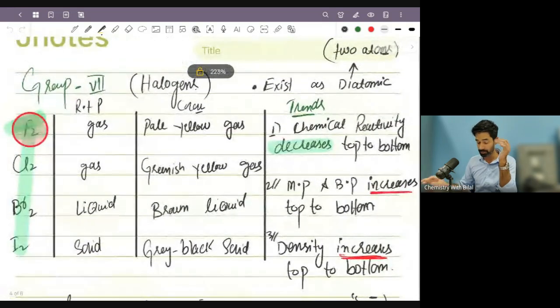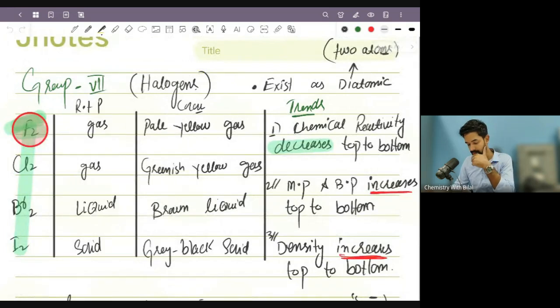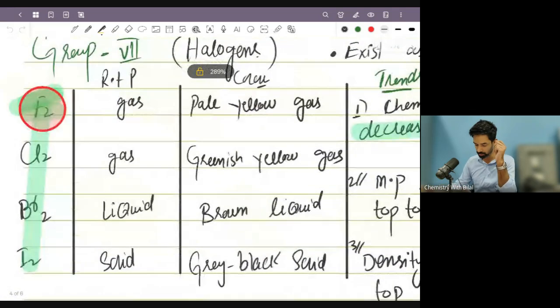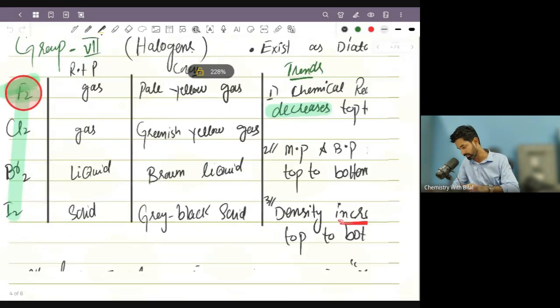Group 7 are called halogens. They are diatomic molecules, which means they exist as 2 atoms per molecule. They are fluorine, chlorine, bromine, and iodine. The first 2 are gases, then we have a liquid and a solid. You can see their colors.